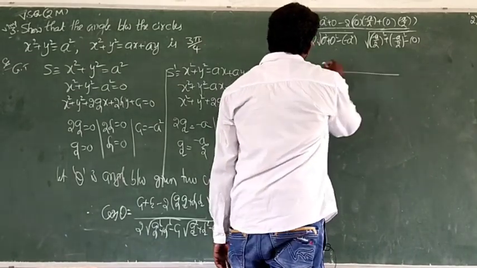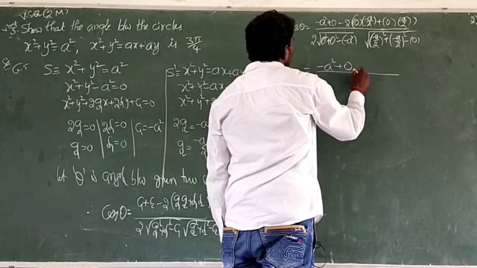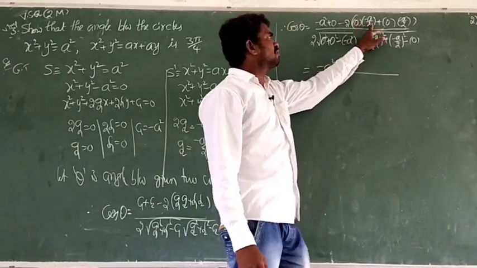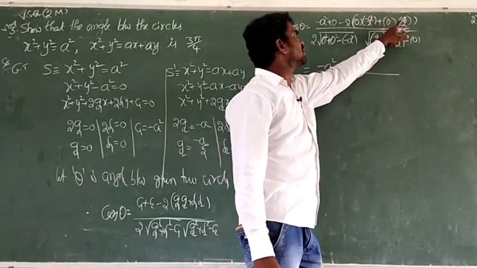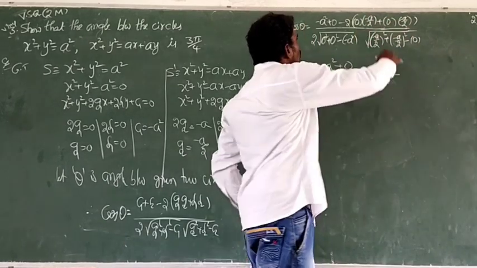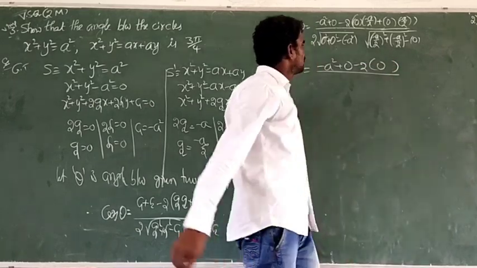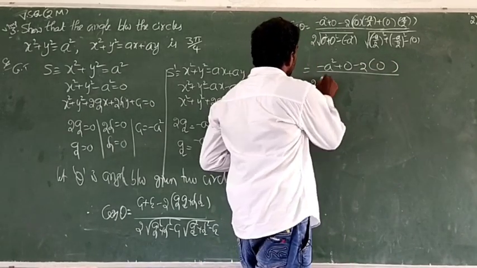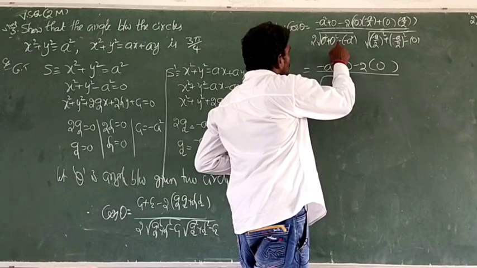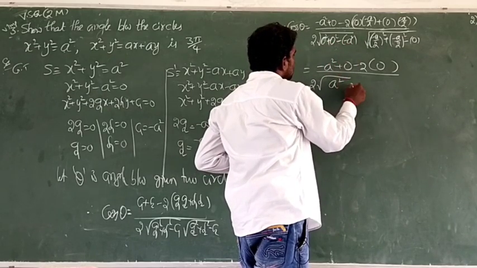It is equal to minus a square plus 0, since 0 into something is 0, 0 into something is 0. So totally we are getting 0. So totally minus 2 into 0, by 2 into... this is 0, this is 0, minus into minus plus a square, only a square is there.